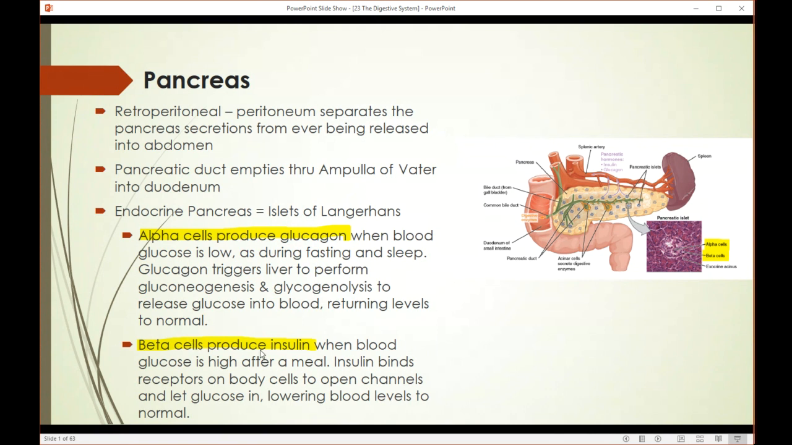And then we have our beta cells producing insulin. Okay. Beta cells are going to produce the insulin when our blood glucose goes high. So just after a meal, right? When we've eaten and our blood glucose goes up, okay, we need to get the glucose that's in our blood into the cells so that they can do cellular respiration.